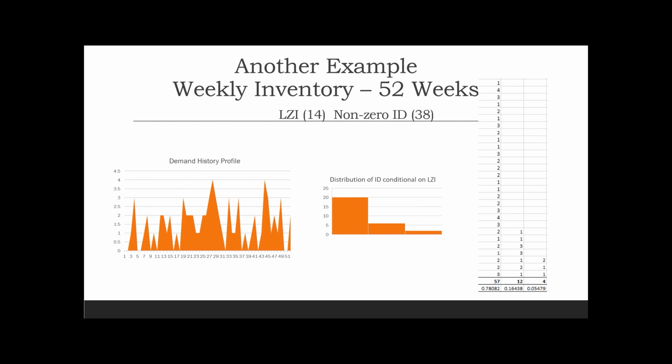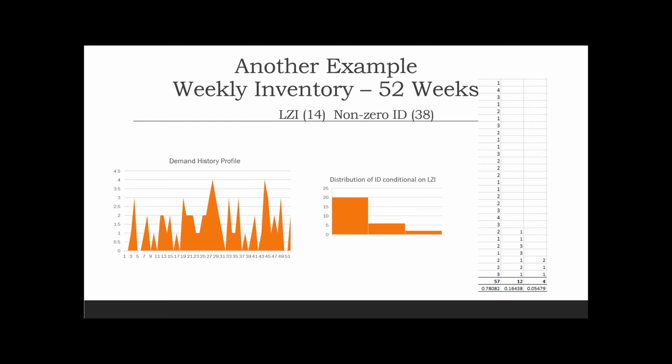You can also examine intermittent data at different frequencies. In this example, in inventory, there are 52 weeks of inventory demand volumes with only 14 zeros scattered throughout, and the rest are non-zero. The demand volume associated with each interval is 57 for the LZI 0 intervals, 12 for the LZI 1 intervals, and only 4 for LZI 2 intervals. You can see the numbers are small, just as in a typical inventory application.